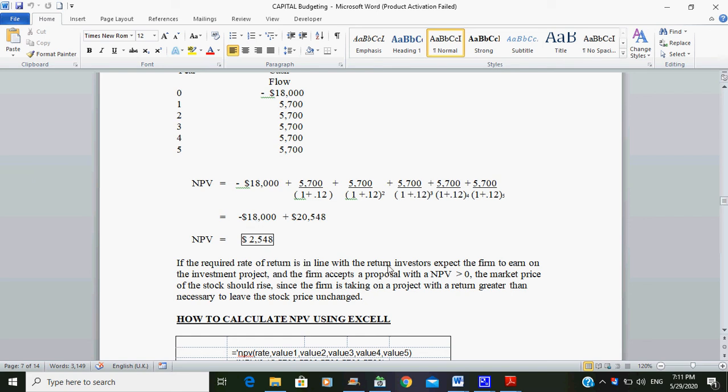Now if the required rate of return is in line with the rate investors expect the firm to earn on the investment project, and the firm accepts a proposal with an NPV greater than zero, the market price of the stock should rise, since the firm is taking on a project with a return greater than necessary to leave the stock price unchanged. Now we're going to look at something called IRR.